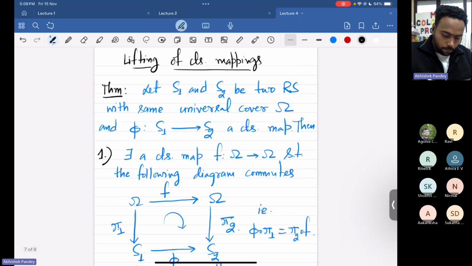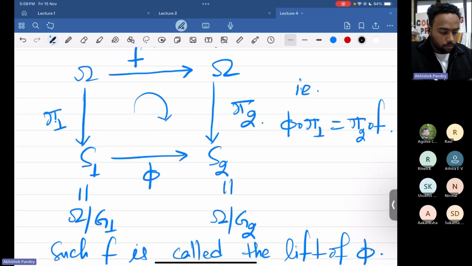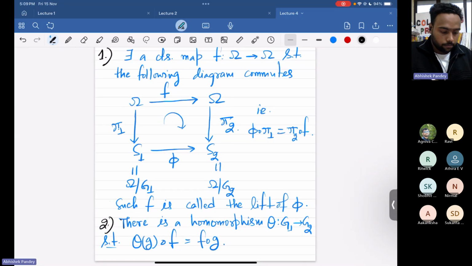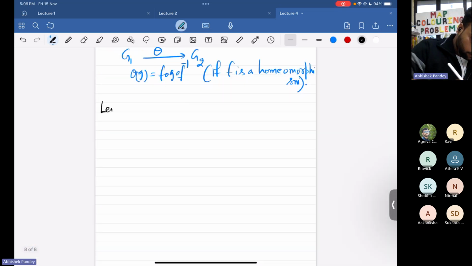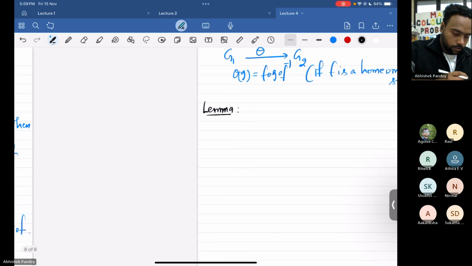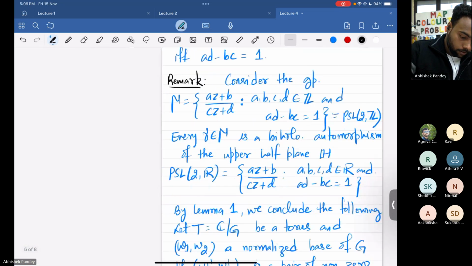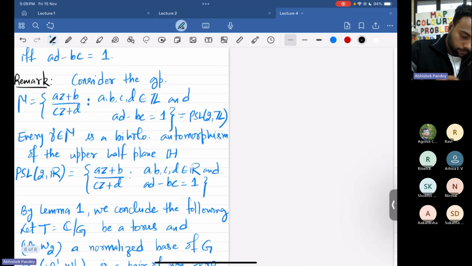So observe that if phi is a conformal map, like a biholomorphic map between S1 and S2, then F is also a biholomorphic map between these universal covering spaces. Okay. I see. I will provide a reference where you can go through the construction of this F. This will be Lemma 2.